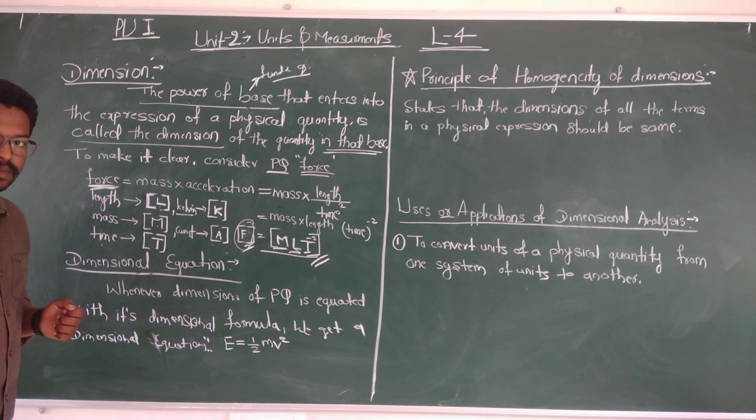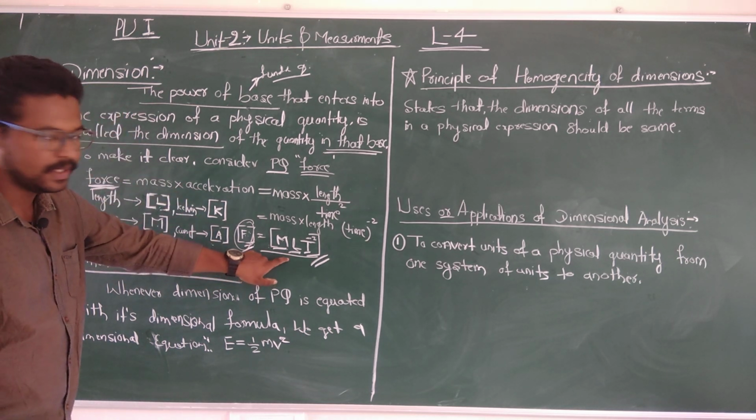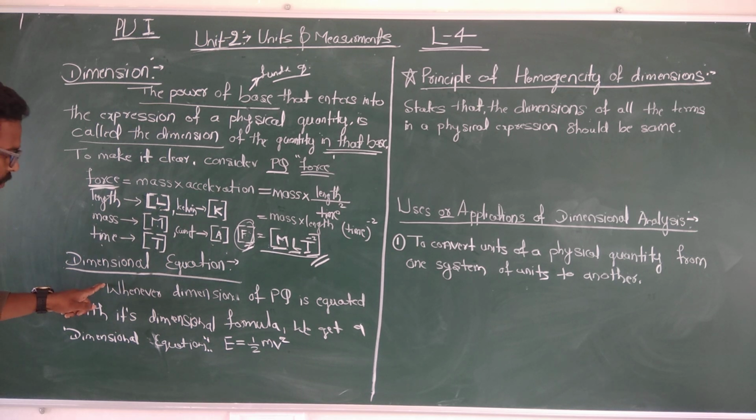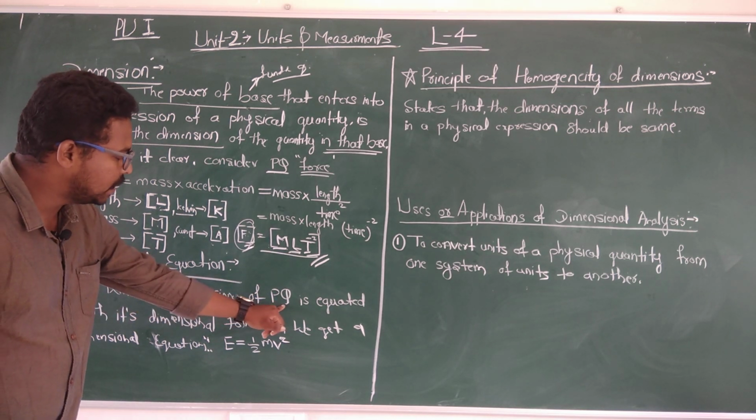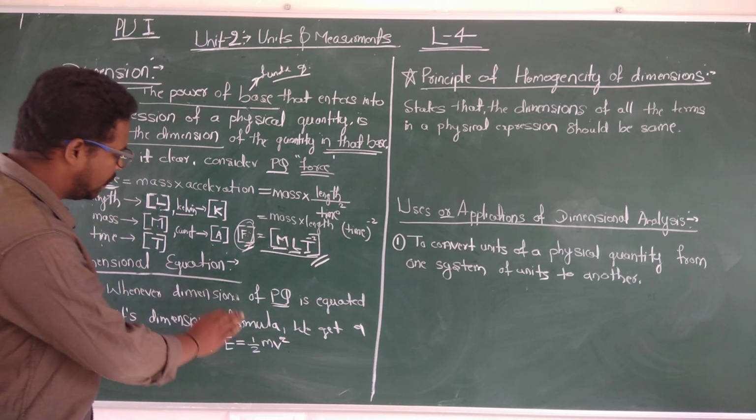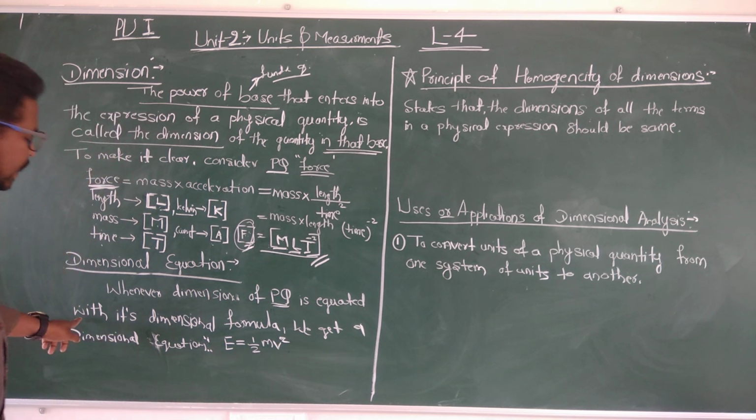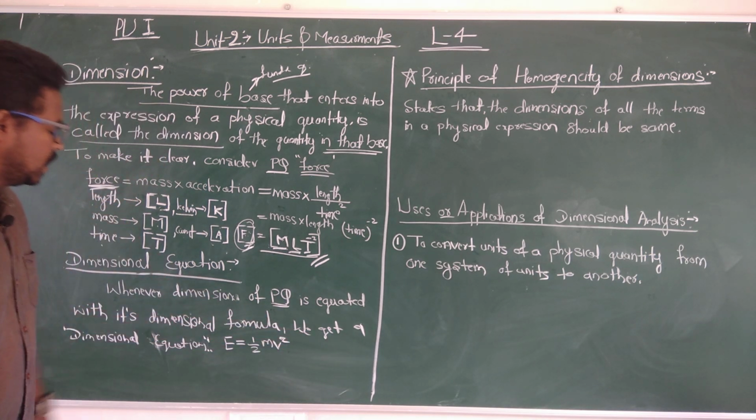Dimensional equation. So we have studied what the dimension is, and how we give the dimension. Now we want to go through the dimensional equation. Dimensional equation means, let's see the definition. Whenever the dimension of a physical quantity, here PQ means physical quantity, I have written in short, is equated with its dimensional formula, we get a dimensional equation.